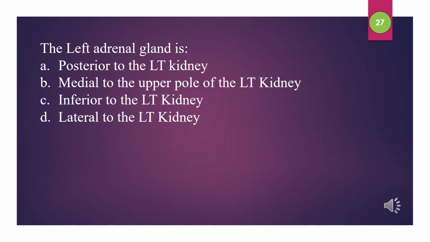The left adrenal gland is: A. Posterior to the LT kidney. B. Medial to the upper pole of the LT kidney. C. Inferior to the LT kidney. D. Lateral to the LT kidney. The answer is B. Medial to the upper pole of the LT kidney.